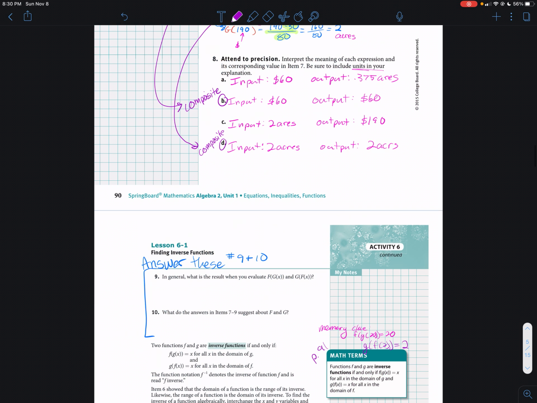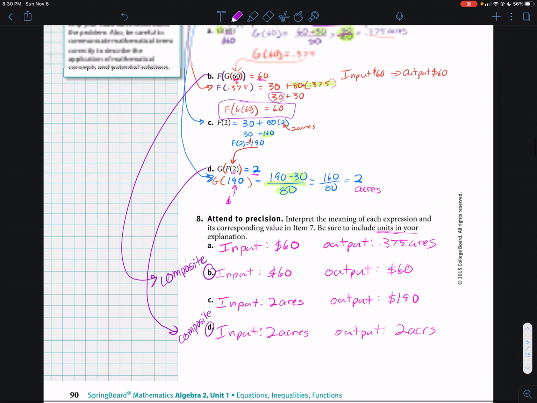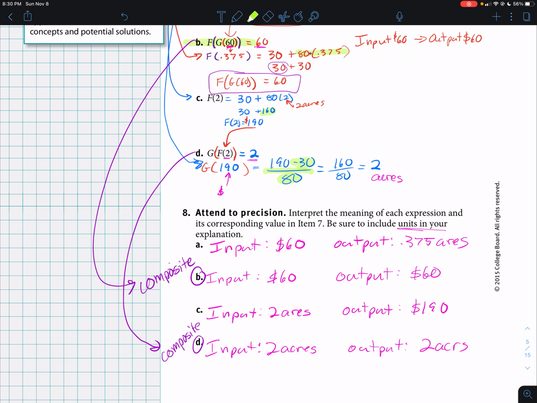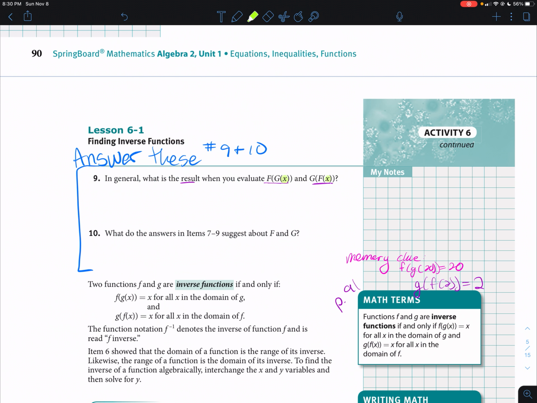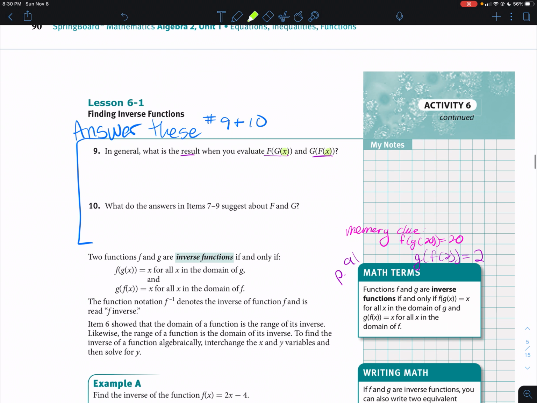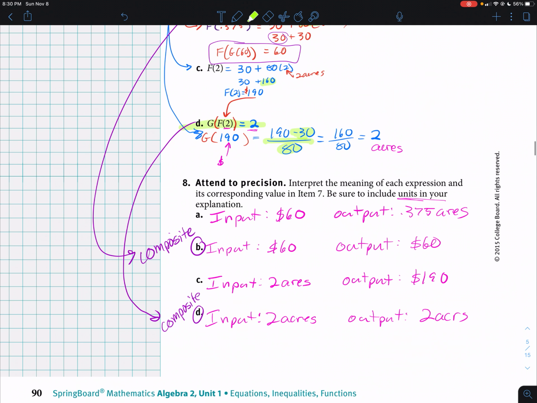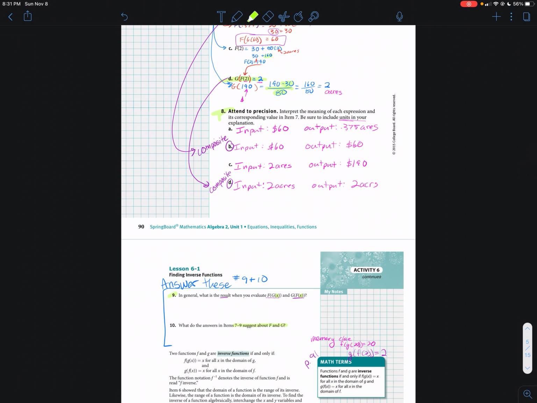Okay, so for this video, I want you to answer these two questions. In general, what is the result when you evaluate f of g of x and g of f of x? What do you get? So it's referencing B here and D. What happens when we find f of g of whatever? That's what the x means. F of g of anything. What do we get? Or g of f of x in these two problems. And what do the answers in items 7 through 9 suggest about f and g? 7 through 9. So it's talking about 7, 8, and 9. Answer those questions.